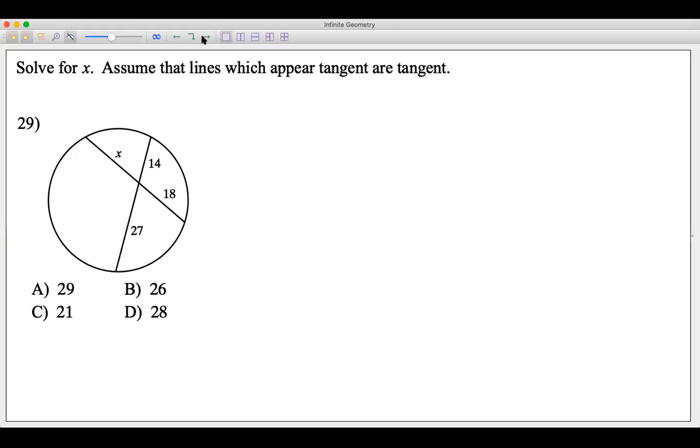Now you have to try and do that. Divide that into... So the answer is 21. Kate says C.